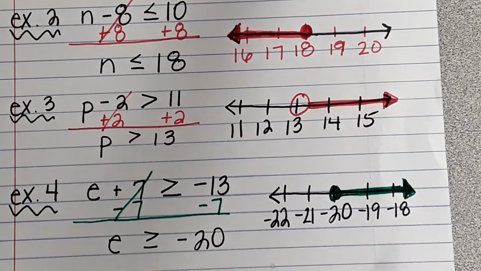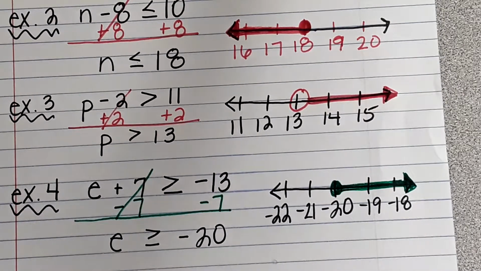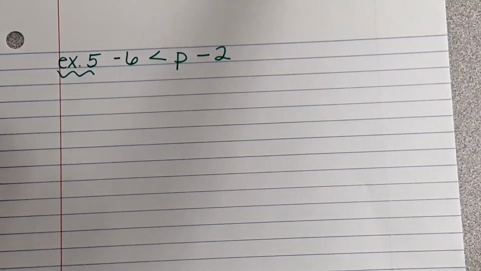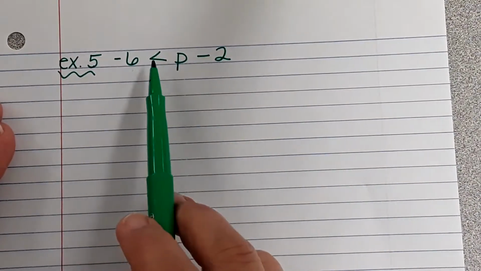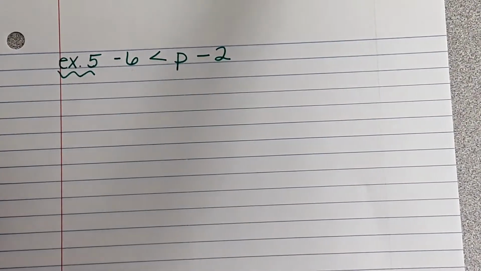Now, I want to do a couple more things just because I think that we should practice it. Okay, so here we go. So now we have negative 6 is less than p minus 2. So we're going to do it just like we did examples 1 through 4. There's just one little difference, okay? It's not a big difference.